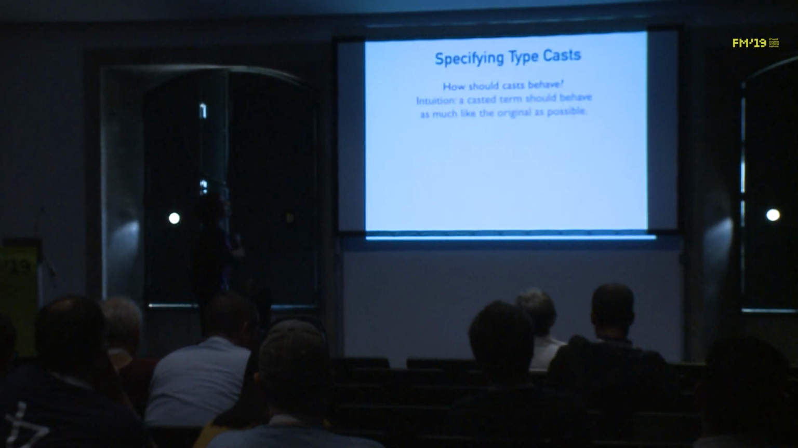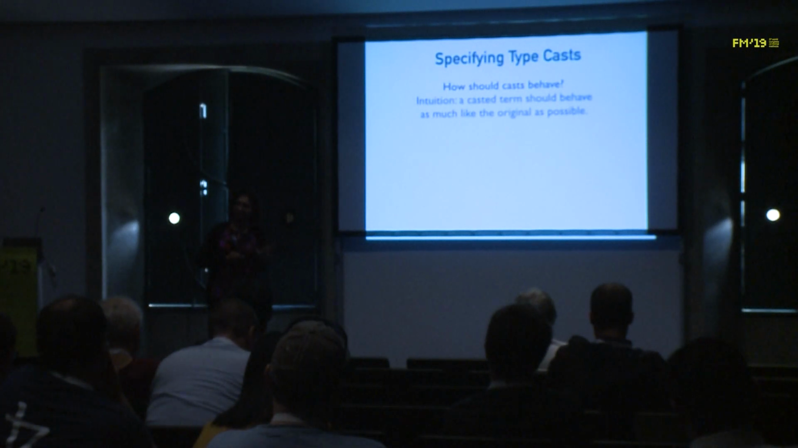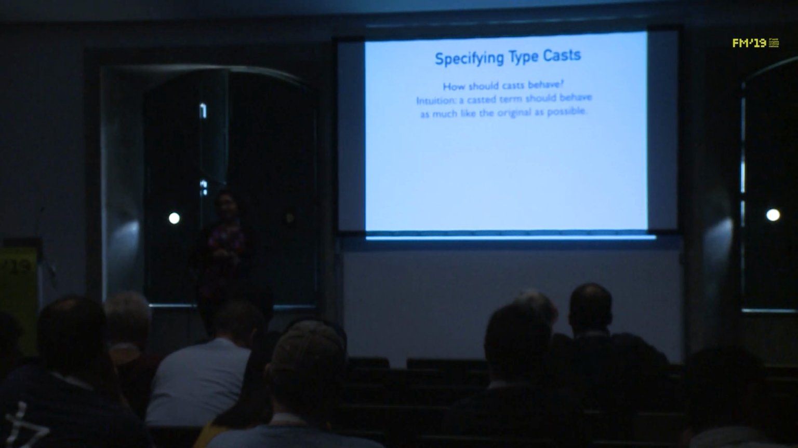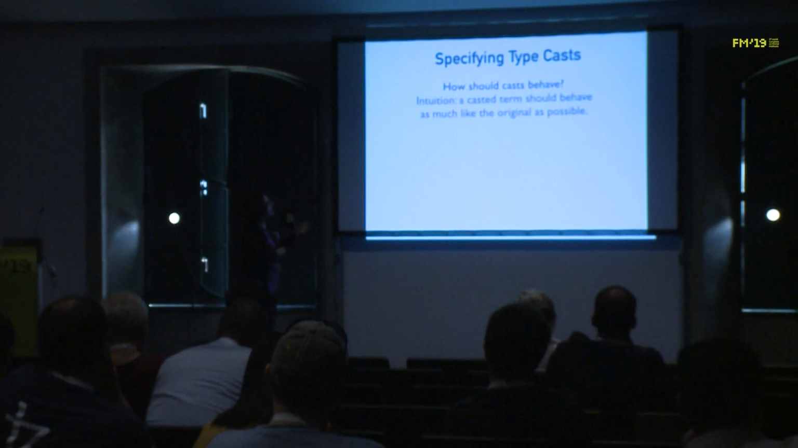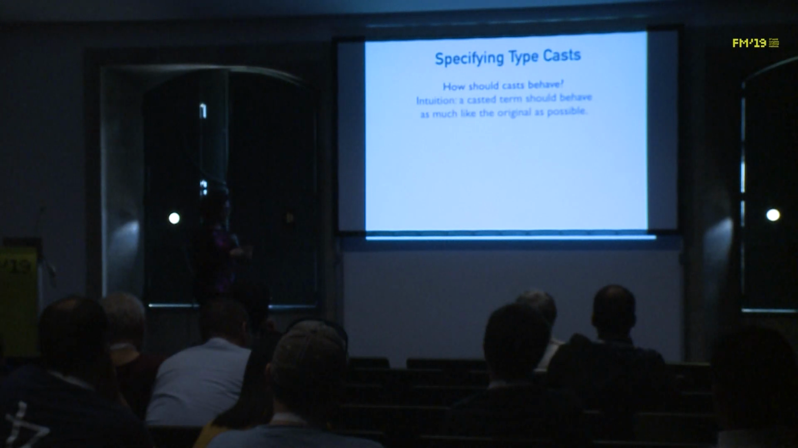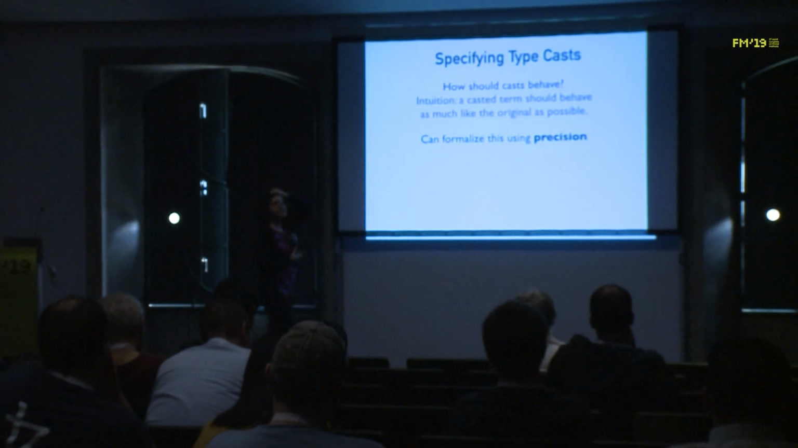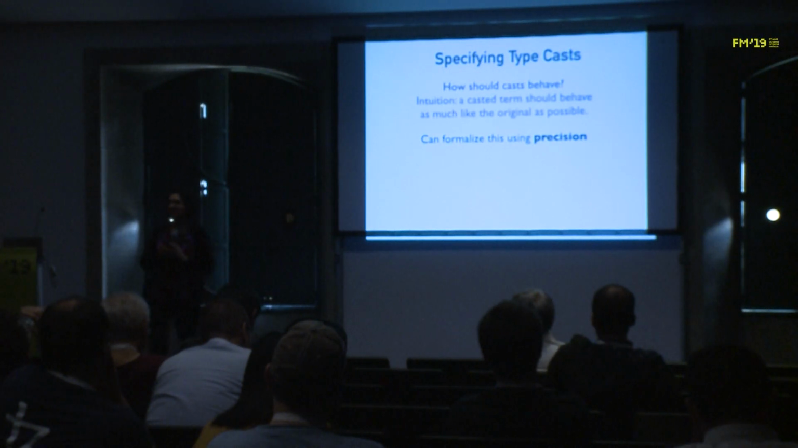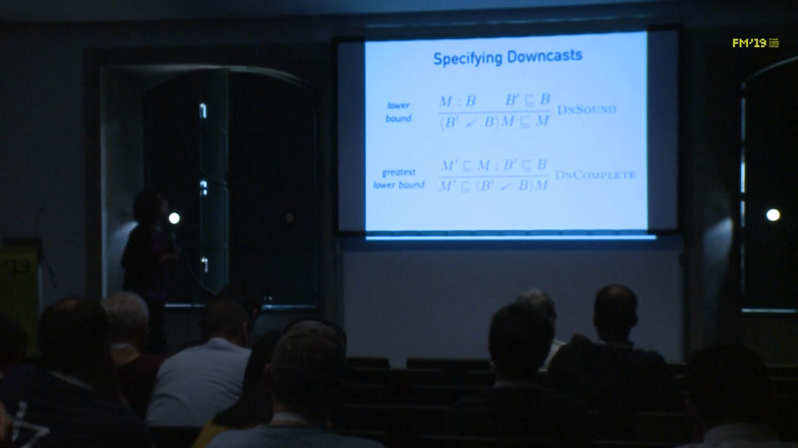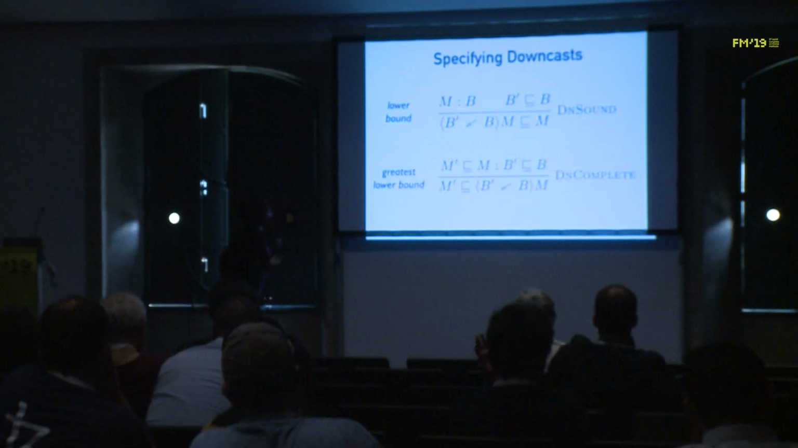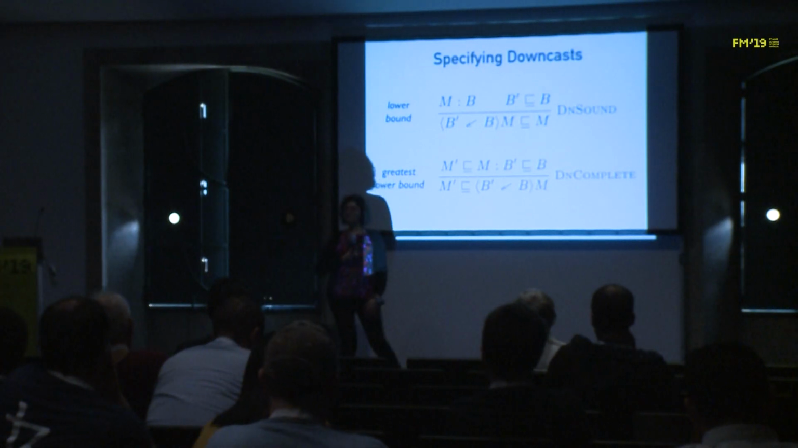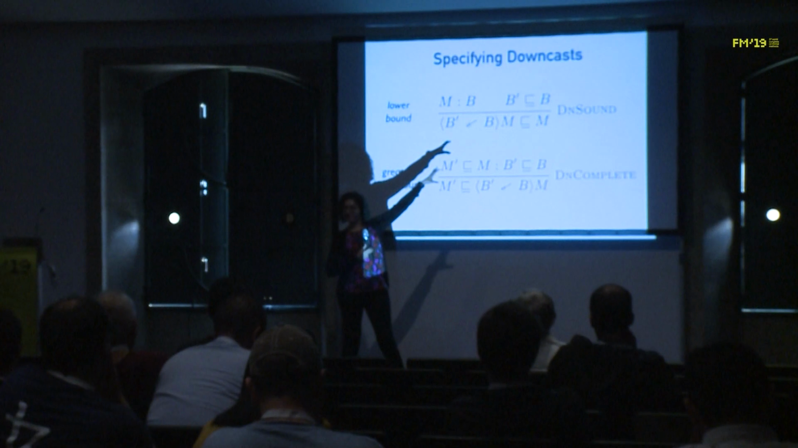Okay, now specifying typecasts. It's an axiomatic theory, which means that you get to write down certain axioms that specify how typecasts should behave. And the general idea here is, well, the intuition is that a casted term should behave as much like the original as possible, and I'll explain what that is in a second. But basically, I want to use the precision relation in GTT in order to formalize this idea. What does that mean? I don't want to go into this in a lot of detail, but essentially, imagine that we're doing a downcast. The first axiom is going to make a lot of sense to you.